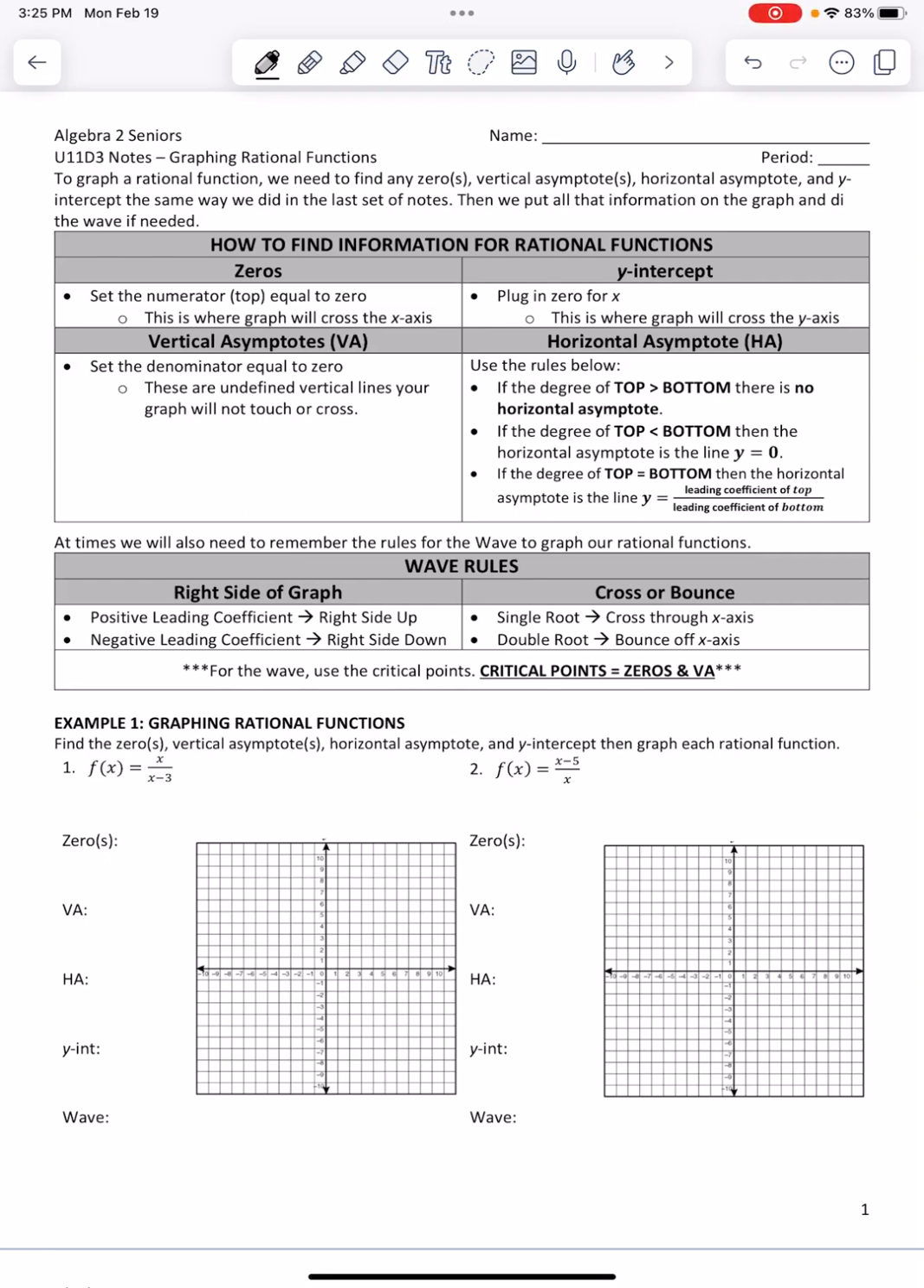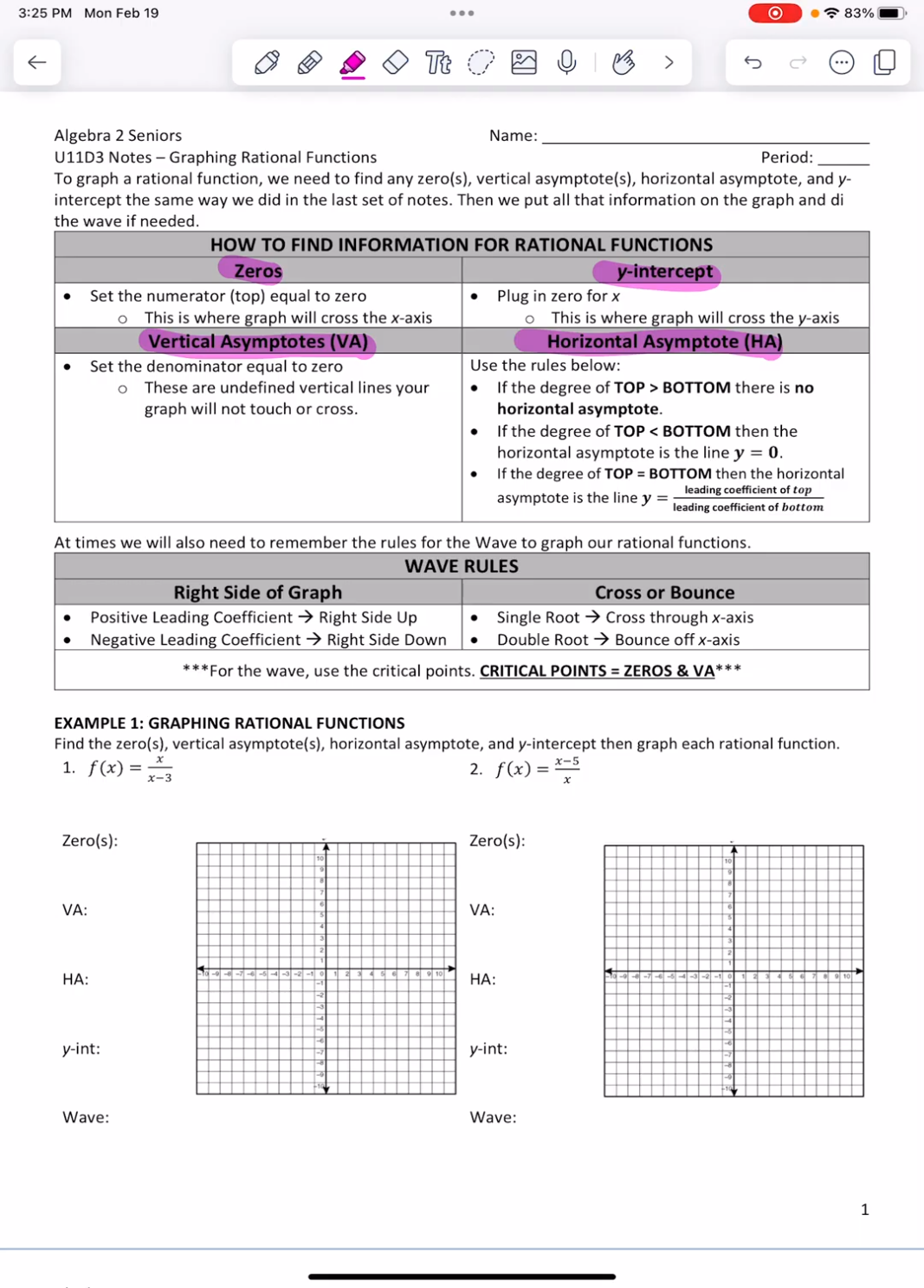All right, Unit 11, Day 3. Now we're going to build on what we did last time. So last time we found all of these things. We found zeros, y-intercepts, vertical asymptotes, and horizontal asymptotes. So we worked on finding those. Now we're going to put those things on graphs, okay?